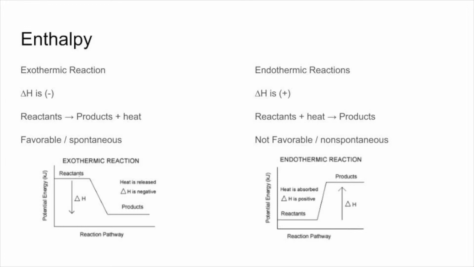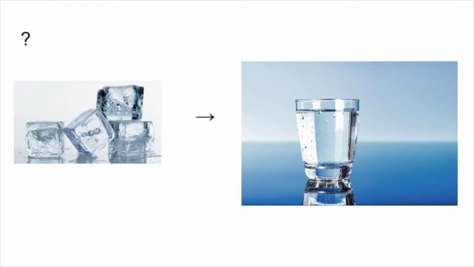Very often the sign of the enthalpy change can determine the favorability, but this is not always the case, so we have to look at other variables. For example, ice melting into water. This is an endothermic reaction because it requires heat, but we know that this happens spontaneously because we see it happening. Ice melts at room temperature, but at 0 degrees Celsius, it remains a solid because there's not sufficient heat.